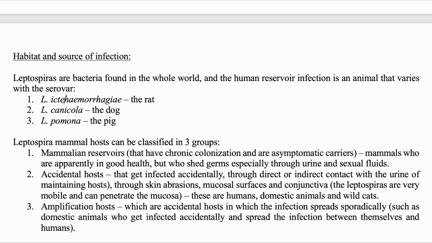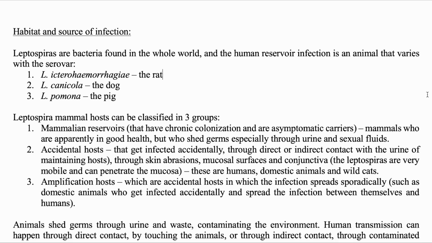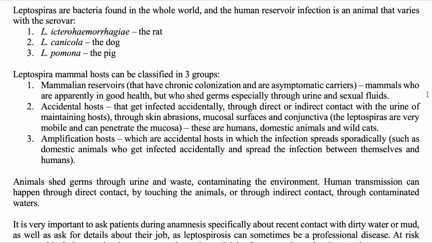Habitat and source of infection. Leptospiras are bacteria found in the whole world, and the reservoir of human infection is an animal that varies with the serovar. For icterohaemorrhagiae it is the rat, for canicola it is the dog, and for pomona it's the pig.